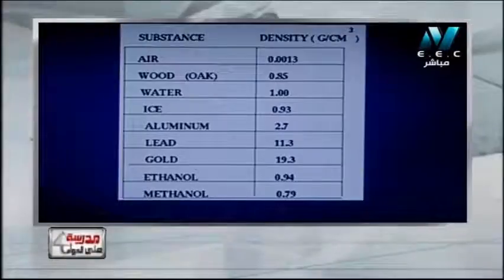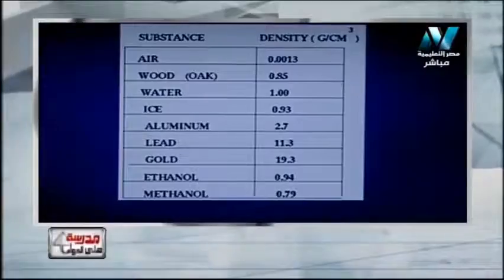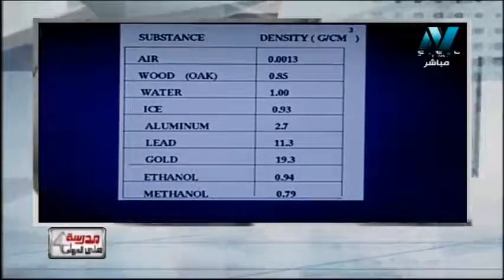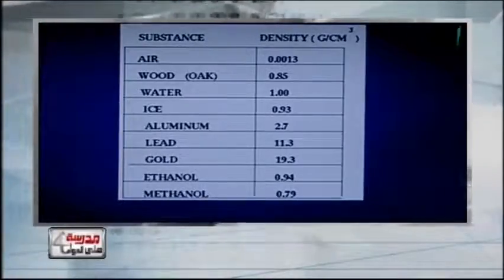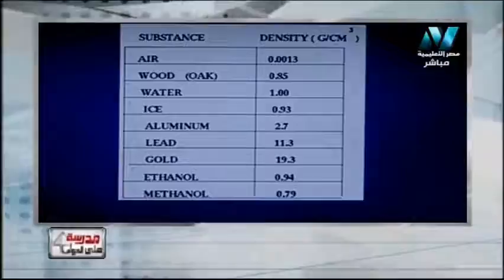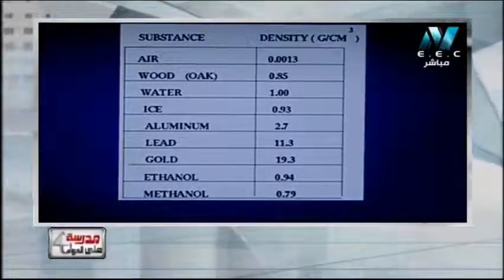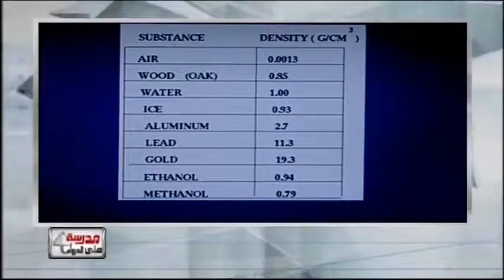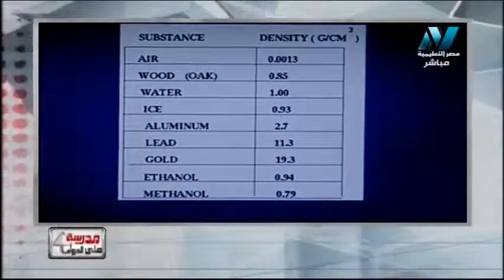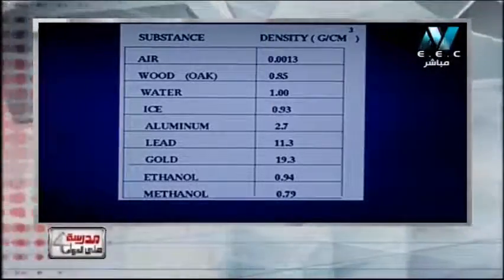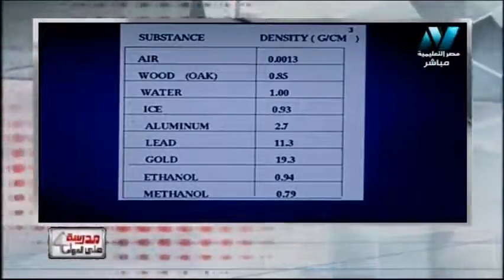Aluminum 2.7. انا واخد بالي كويس قوي ان الرقم هنا اكتر من 1 بكتير، ده 2.7، يبقى sink ولا float؟ يبقى اكيد sink. Lead الرصاص 11.3، ده اكبر من 1 بكتير جدا، more than 1 so it will sink. Gold ذهب 19.3، يبقى كمان هيكون sink لانه برضه اكتر من 1 بكتير جدا. Ethanol، وده نوع من الكحول، 0.94، sure it will be less than 1 so it will float. Methanol 0.79، برضو نوع تاني من الكحولز، so it will float.